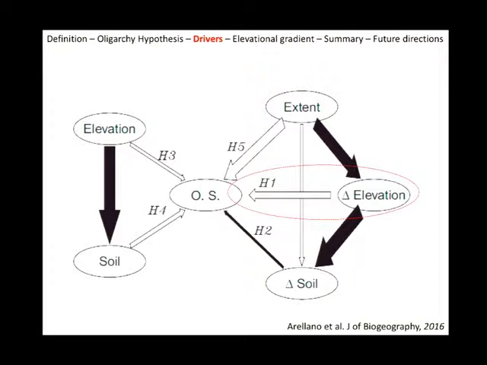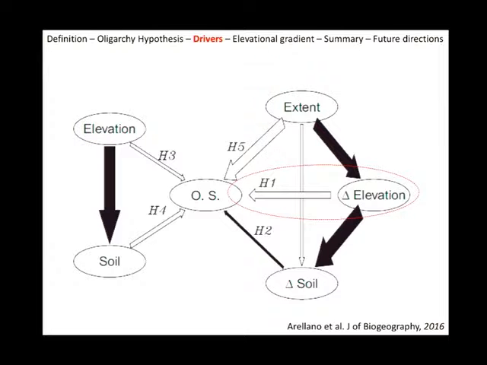And interestingly, the effect of soil heterogeneity added almost nothing to the effect of geographical extent and elevational variability. This was a somewhat unexpected result, because soil heterogeneity has been emphasized as a major driver of oligarchic strength and oligarchic patterns. So maybe in the Amazon, soil heterogeneity is important, but that's not the case for the whole elevational gradient that we evaluated.